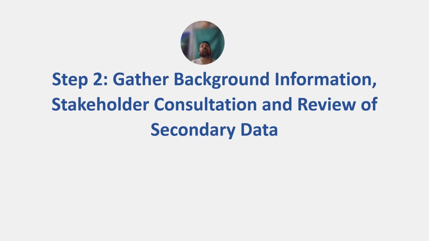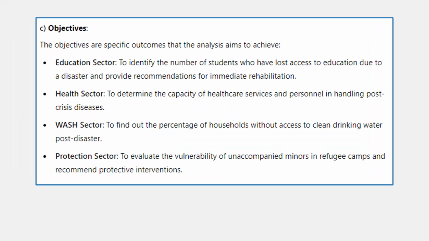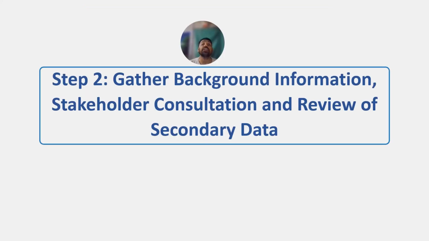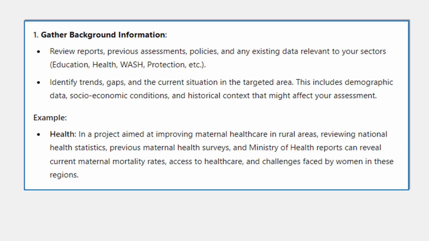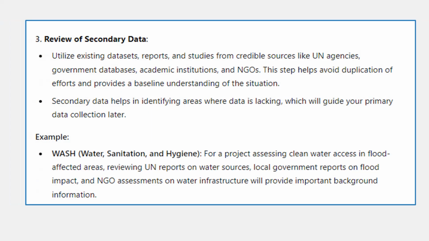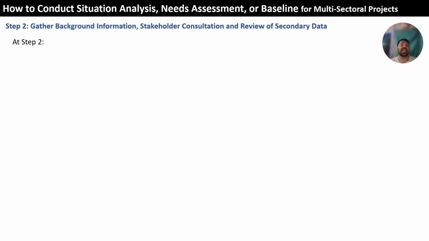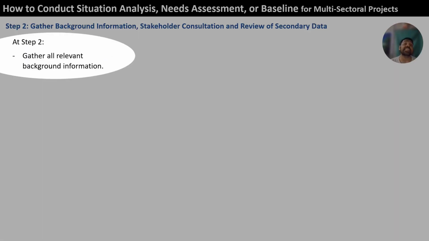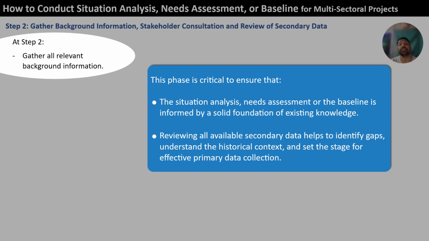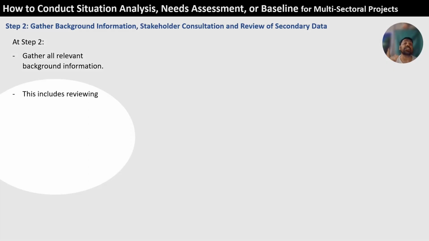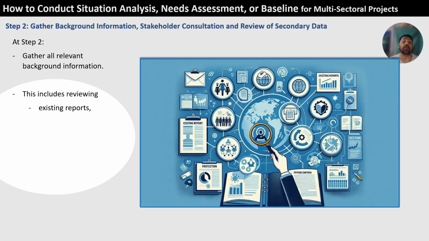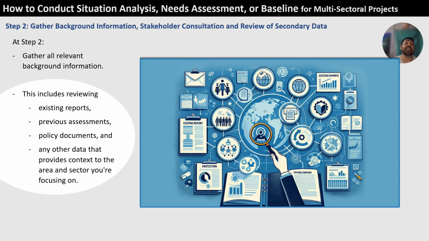After completing step number one, when you define the objectives, assessment questions, etc., then we need to start step two, which is to gather background information, stakeholder consultation, and review of secondary data. At step number two, we need to gather all relevant background information. This includes reviewing existing reports, previous assessments, policy documents, and any other data that provides context to the area and sector you are focusing on according to your objectives.